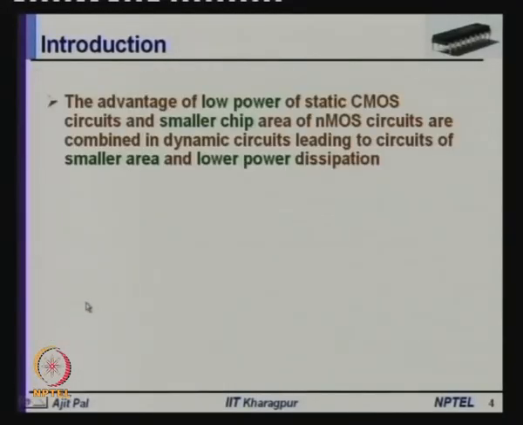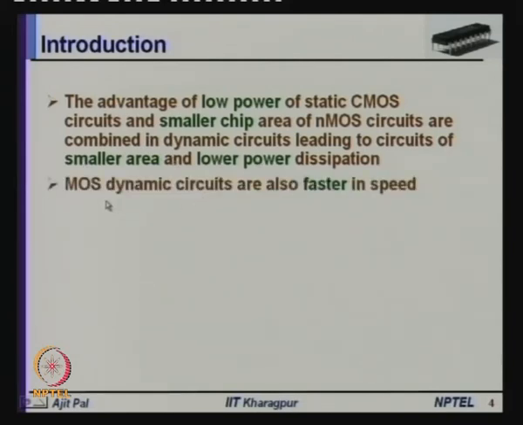Now, what we are interested in is to combine the advantages of both of them, and that is why, as I mentioned in my last lecture, we shall be going for dynamic CMOS. That means, the advantage of low power of static CMOS circuits and the smaller chip area of pseudo NMOS circuits are combined in dynamic circuits, leading to circuits of smaller area and lower power dissipation. That means, you are achieving both.